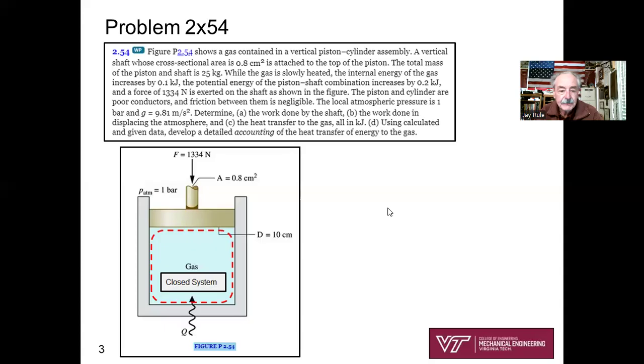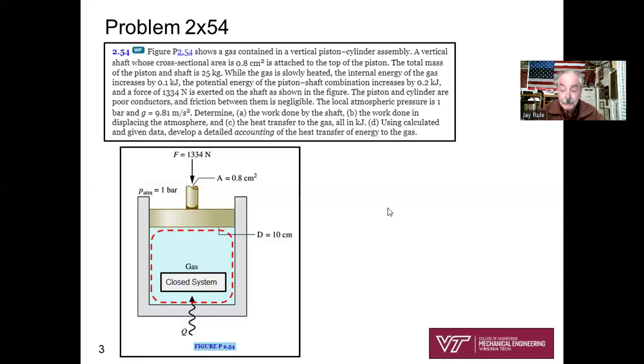The piston and the cylinder are poor conductors of heat, and friction between the piston and cylinder is negligible. The local atmospheric pressure is 1 bar. That would be 100 kPa. g is 9.81 meters per second squared.